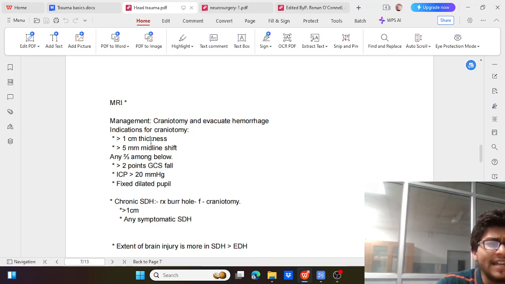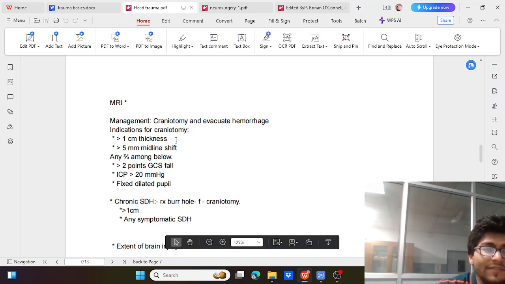So what is the indication for craniotomy here? If the thickness is more than 1 centimeter, in EDH it was 1.5 centimeter, here it is 1 centimeter. Again the same, more than 5 mm midline shift, and any two of the three below: more than a 2 point fall in GCS, raised ICP, fixed dilated pupil. If any two are there, then we have to go for craniotomy. These are for the acute one.